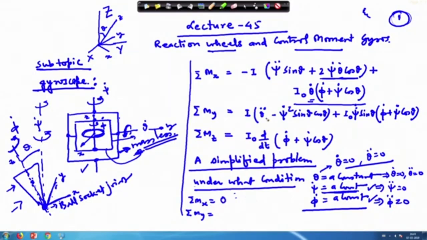Thereafter, we pick up the second equation. Here theta double dot will be 0, but this term is not 0, and here if we see, all these terms are present. So, this becomes I times, minus sign we will have to put here, minus I times psi dot square sin theta cos theta, and then from this place I 0 psi dot.